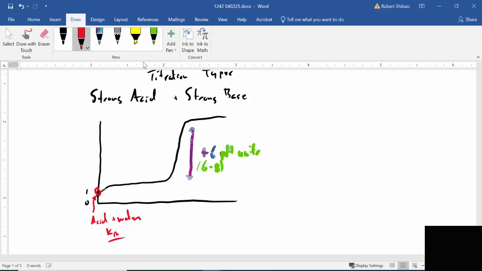Okay, then we're going to have this region here between the initial and the equivalence point. In between the initial and the equivalence point, this part of the curve here is called the excess acid region.